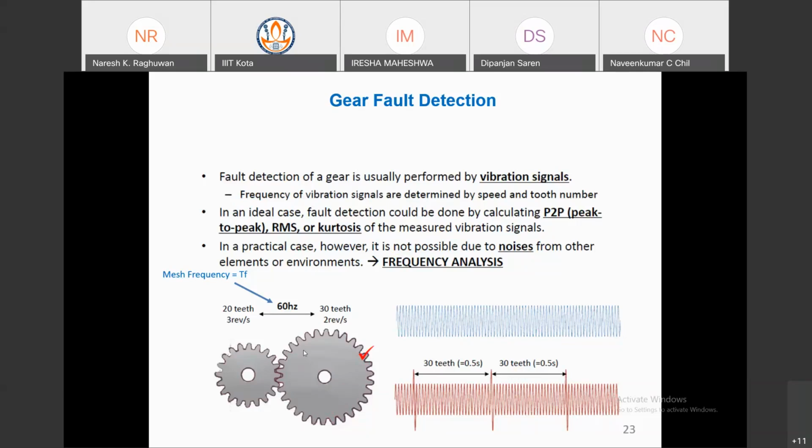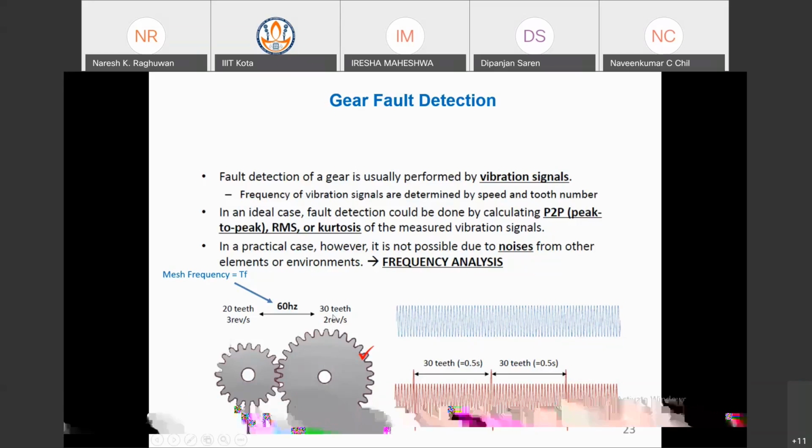If we are thinking about gears, these are the gears in the figure. One is a small gear and one is a larger gear. The small gear is generally termed the pinion, and this is the gear. Regarding revolutions, the pinion has 3 revolutions per second and the larger gear has 2 revolutions per second. We can say this is the frequency. The bigger gear has 30 teeth, and the smaller gear has 20 teeth.